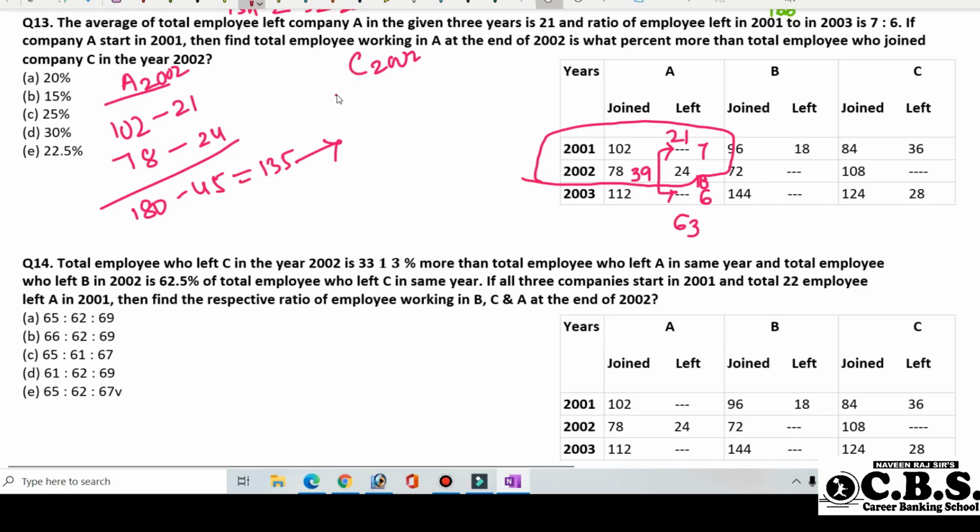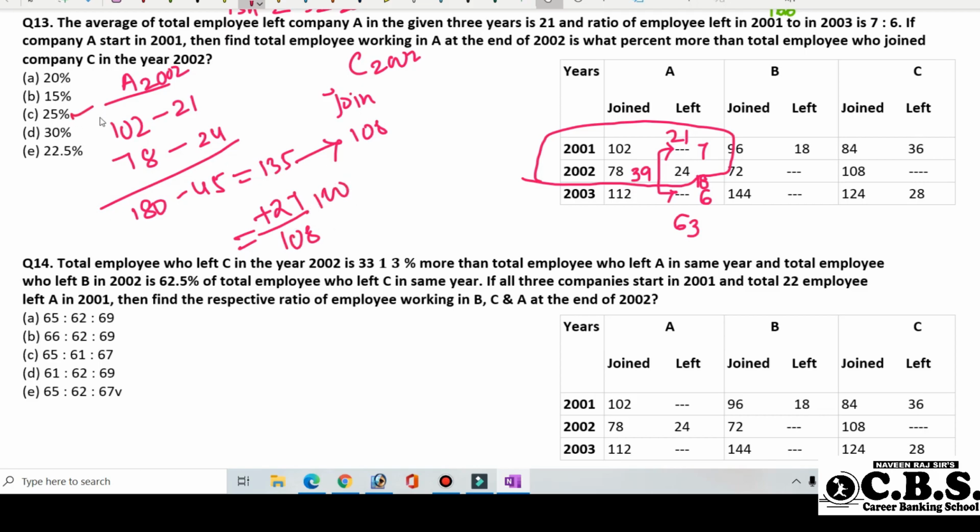What do you take? Joined. How many are joined? 108 joined. So take the initial as 108. How much more? 27 more. Percentage, how much? It is 100. 27 how many times? 4 times. 4 how many times? 25 times. So your option is 25 percent. Clear? So this is the final answer.